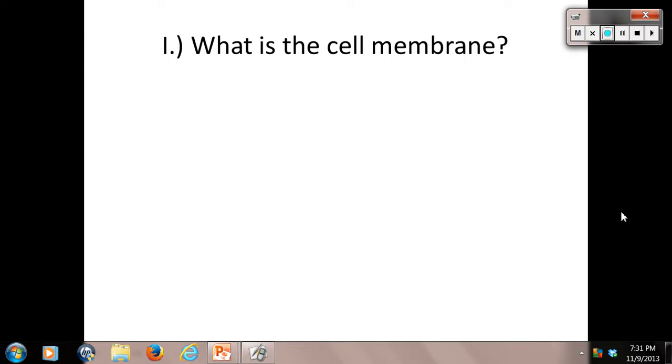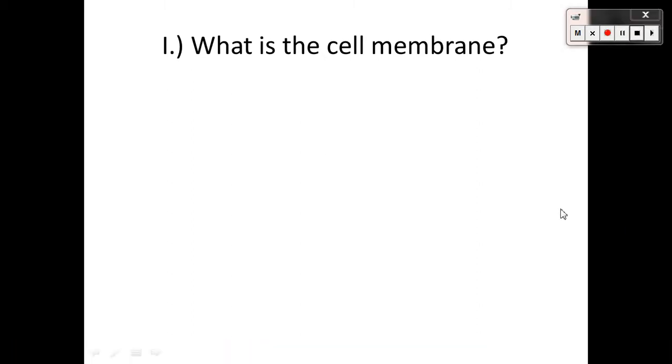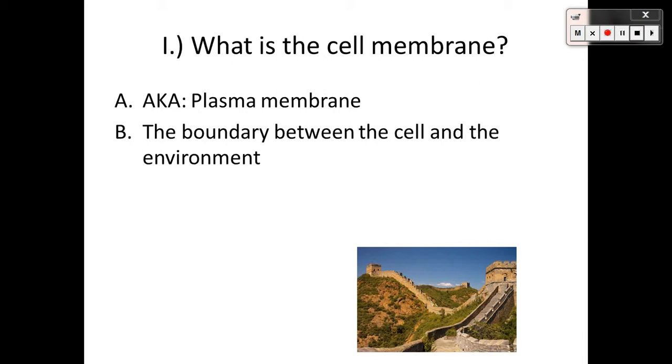So first off, what is the cell membrane? Well, it's sometimes referred to as the plasma membrane. The cell membrane and the plasma membrane, they're synonymous terms. So if you hear either one of them, they mean exactly the same thing. And we like to think about the cell membrane kind of like the boundary between the cell and its environment. So I give a picture of like the Great Wall of China, where it separates literally China from the rest of the world. And your cell membrane does the same thing for your cell. It separates what is the inside of your cell from everything else that's happening outside of the cell. So it's like a boundary for the cell and its environment.